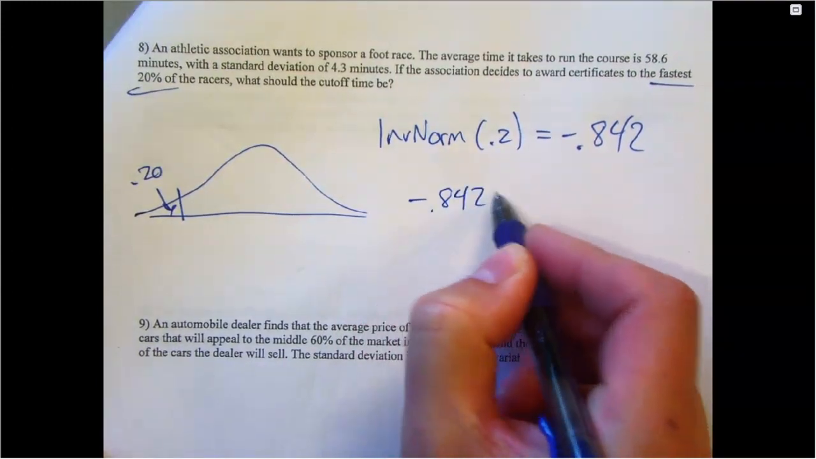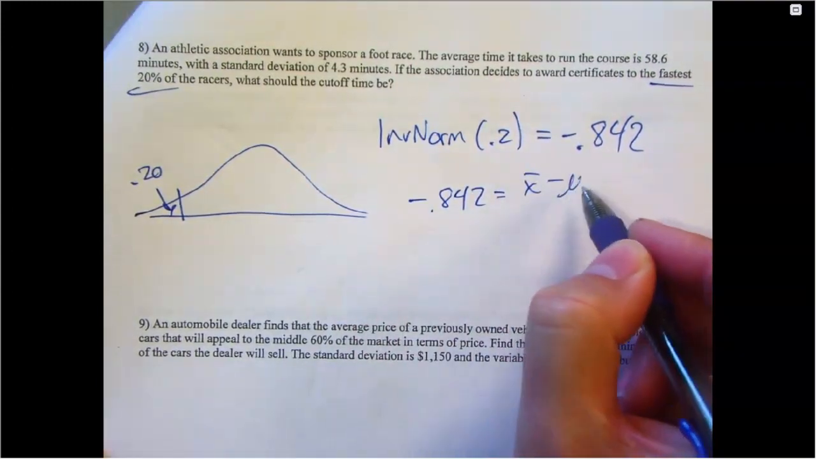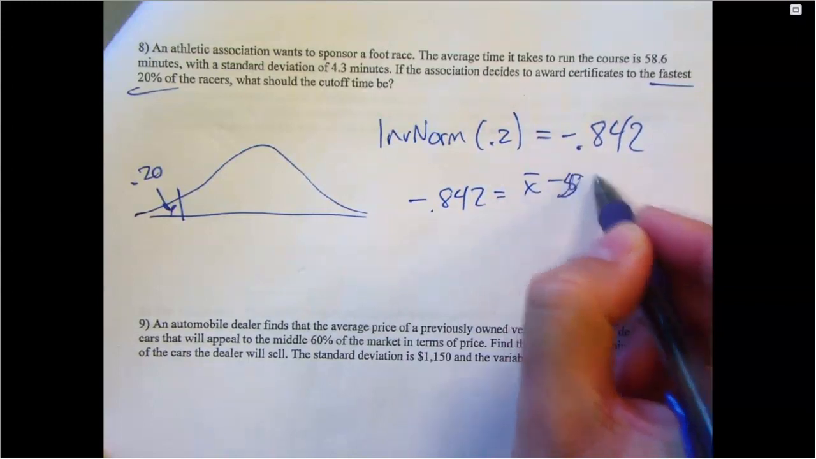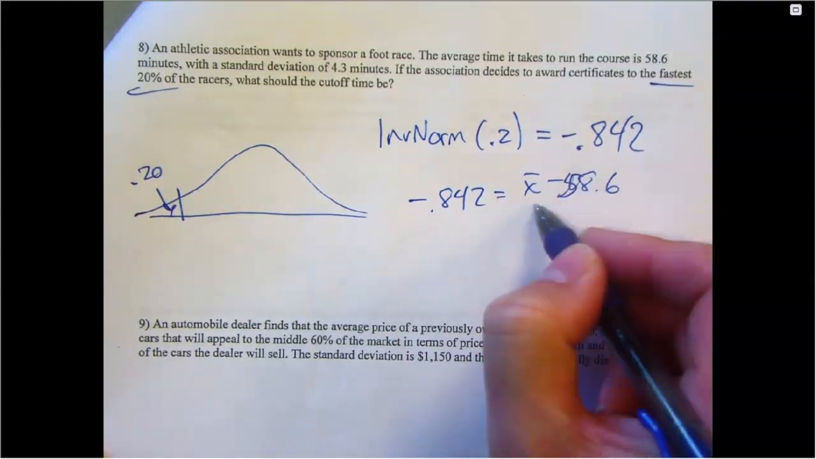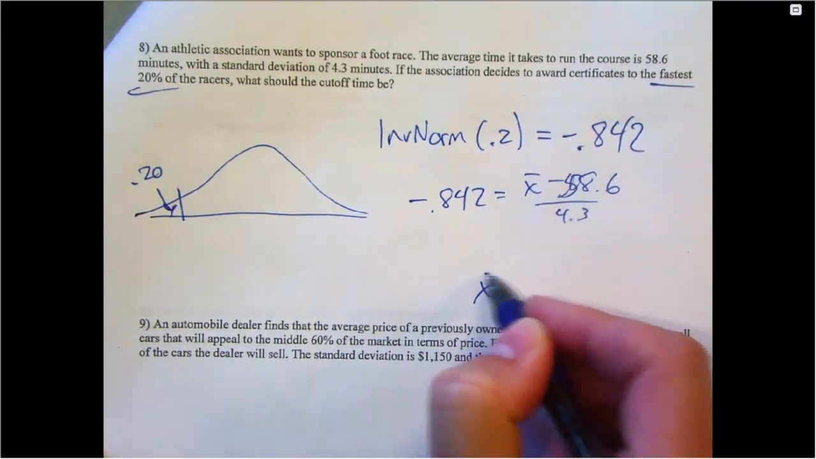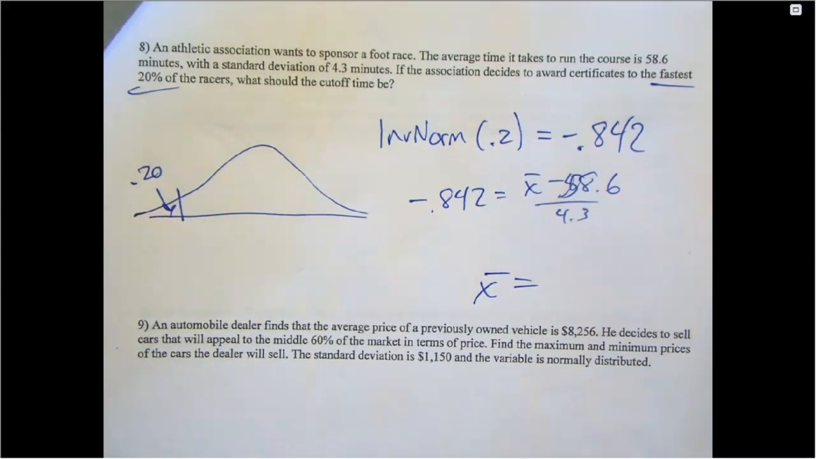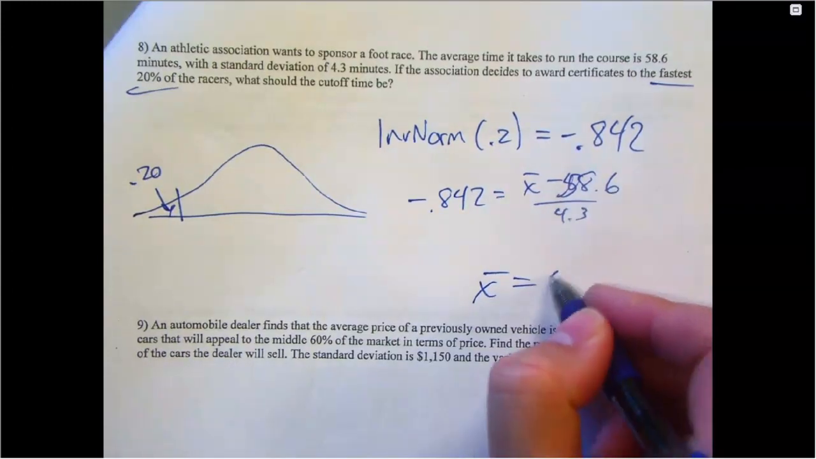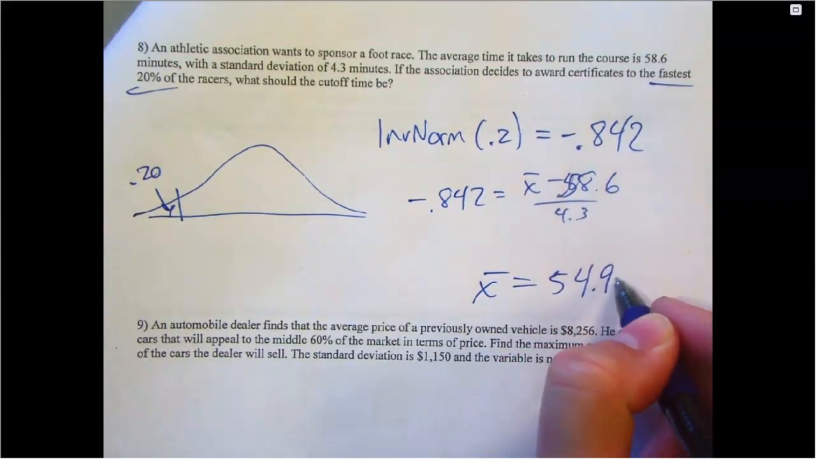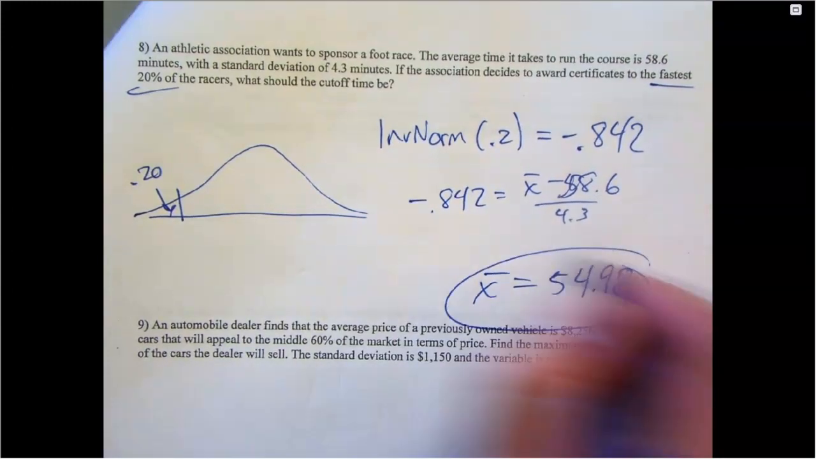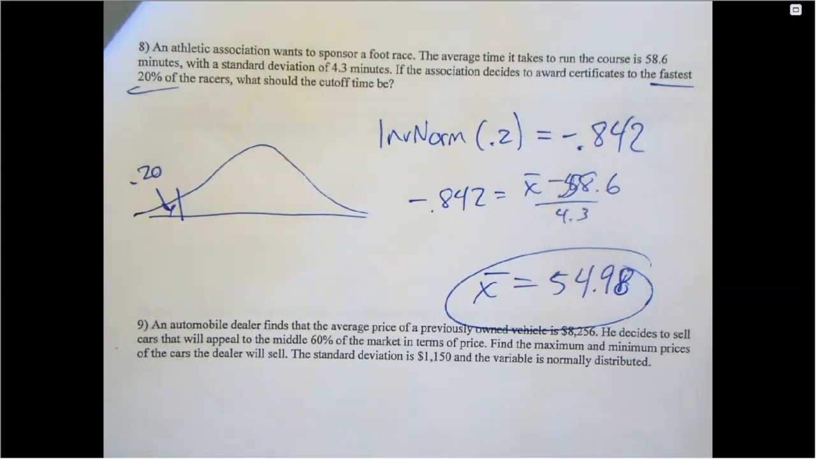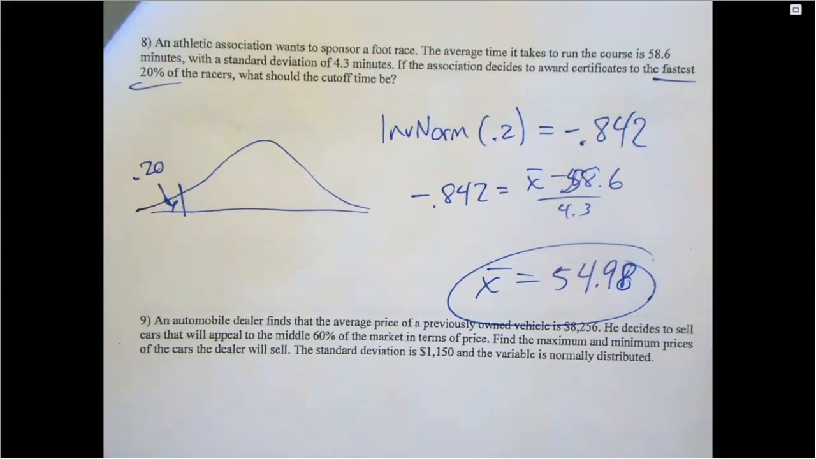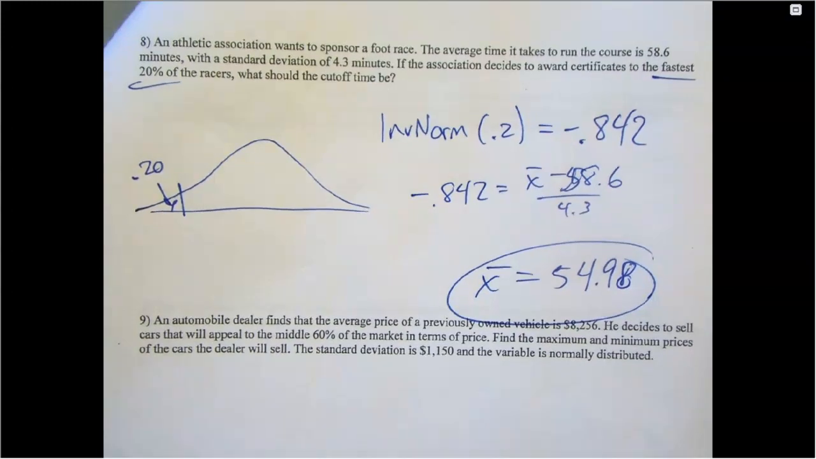And then I'm just going to go through that x bar minus, do this whole thing again. So 58.6, 4.3. And if I multiply that out, it is 54.98. Now, okay. Questions? You're scribbling out stuff, right? Can I answer anything?